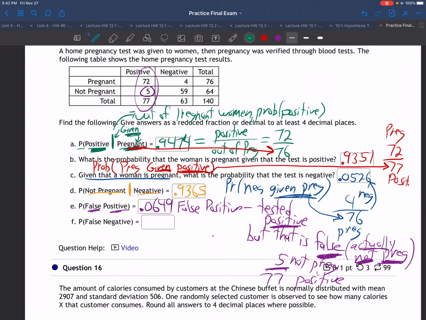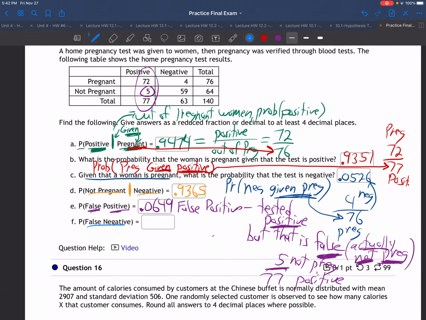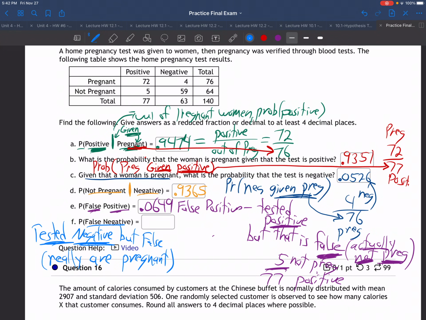And then the final question, false negative. What's a false negative? Well, you can probably figure it out. They tested negative, but that's false, meaning they really are pregnant. They tested negative. The pregnancy test said, nope, you're not pregnant. But that's false. Again, something false means it's not true, right? It's false, meaning they really are pregnant.